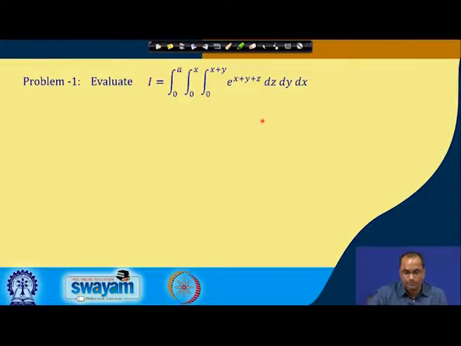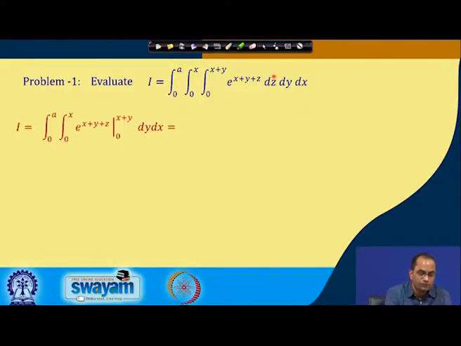If you want to integrate this, first we need to integrate with respect to z. When we integrate e power x plus y plus z with respect to z, naturally x plus y will be treated as constant. The integral of e power x plus y plus z will be again the exponential function e power x plus y plus z, since there is no factor sitting with the z. Now we have to put the limits. The lower limit is 0, the upper limit is x plus y.